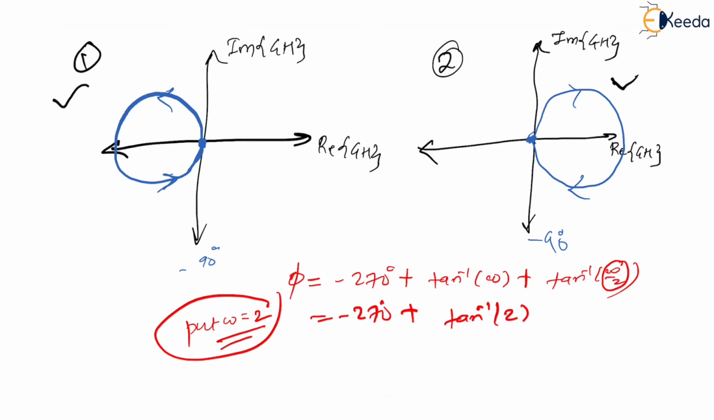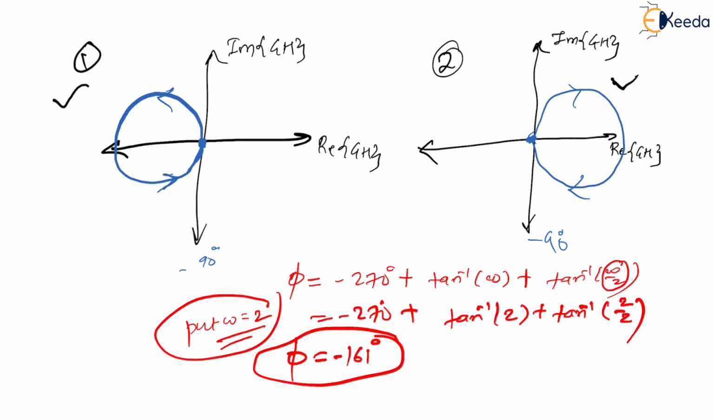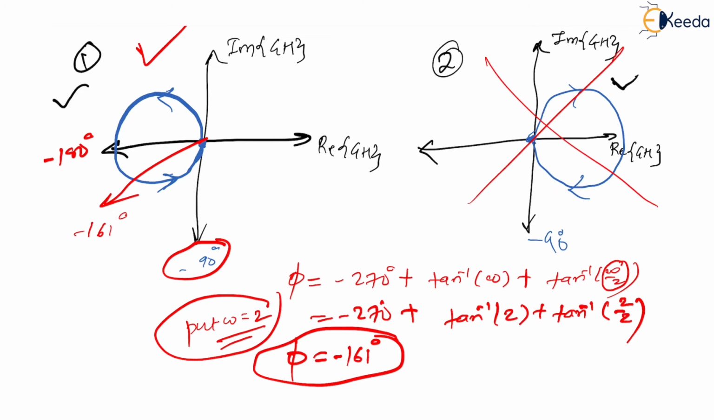So yes, tan inverse of 2 plus tan inverse of 2 by 2, which is 1. If you place this in a calculator, you get the angle to be equal to minus 161 degrees. So where will minus 161 degrees come? If this is minus 90 degrees, this is going to be minus 180 degrees, which means it is going to be somewhere this way. This is going to be minus 161 degrees, which means the first is correct and the second is wrong. So the first one is the polar plot. This is the answer, right?